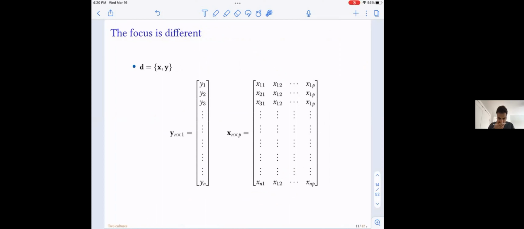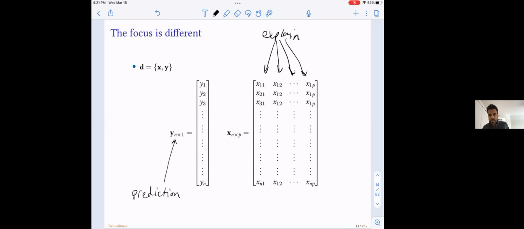So this is how we represent data in terms of matrices, and really what I wanted to show here is that the focus is different. When we're talking about prediction, we're talking about the n level. Here n is the number of observations and p is the number of variables. So prediction really focuses on the n part of this data set, whereas explanation really focuses on the columns of what we call our design matrix or predictor matrix. So the focus is different, but sometimes they're used interchangeably, unfortunately.